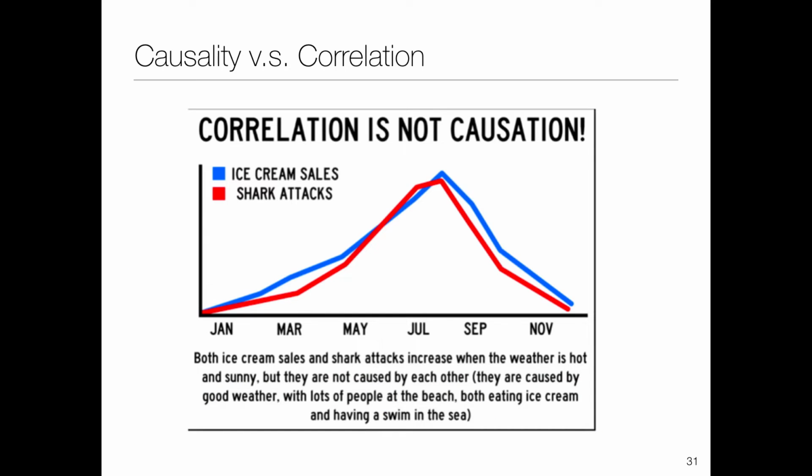Another aspect which we need to be very aware about in machine learning is that correlation is not causation. In this case, you see that ice cream sales and shark attacks seem to be very highly correlated. Does it mean that if ice cream sales increase, there will be more shark attacks?